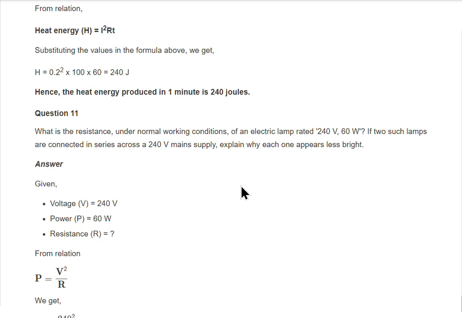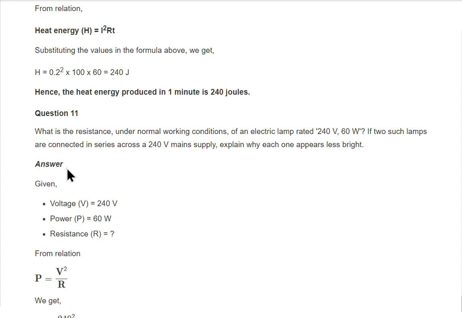Just remember the heat energy formula, how many times I told it. Many times I read it, no? So automatically it will be familiar to you. H is I square RT or V square by R into T. You should remember it like that. While doing problems, you will become familiar with that formula. Reading it one time and going, you won't get it. Human beings have only that much memory.